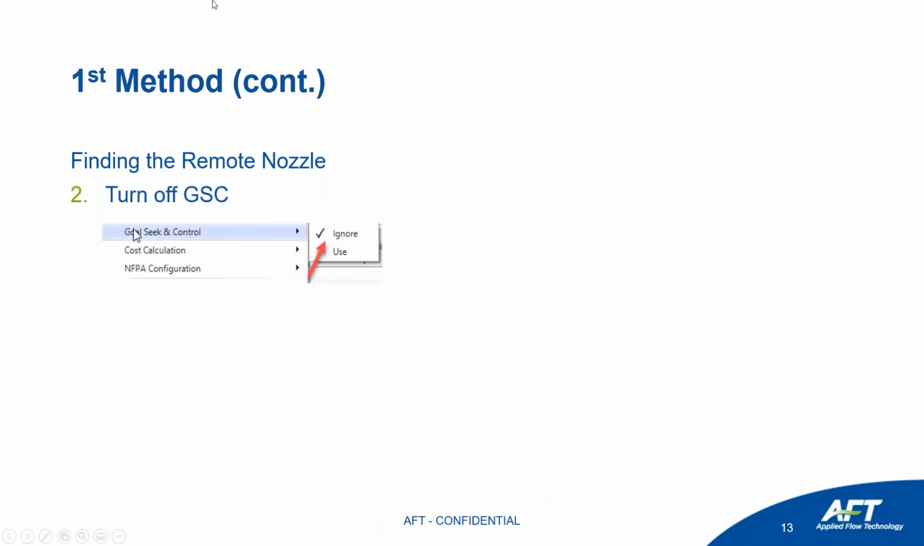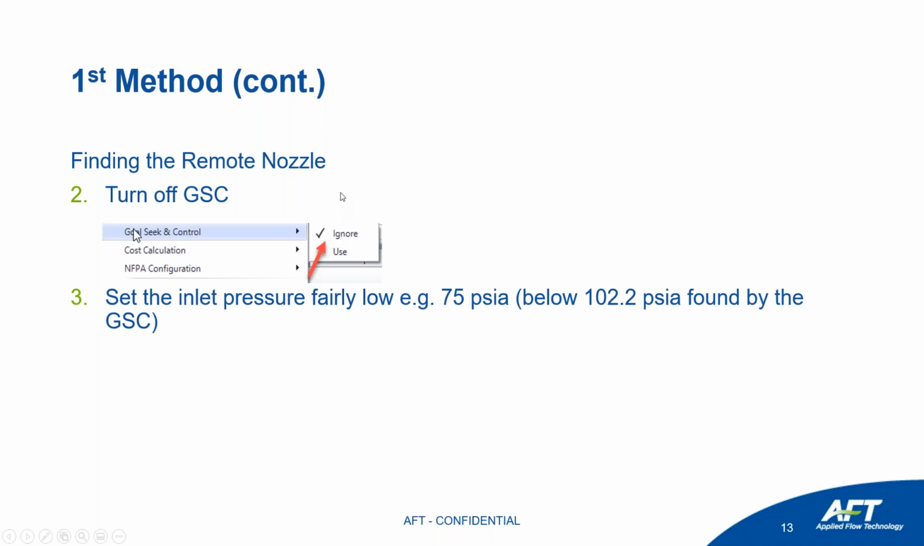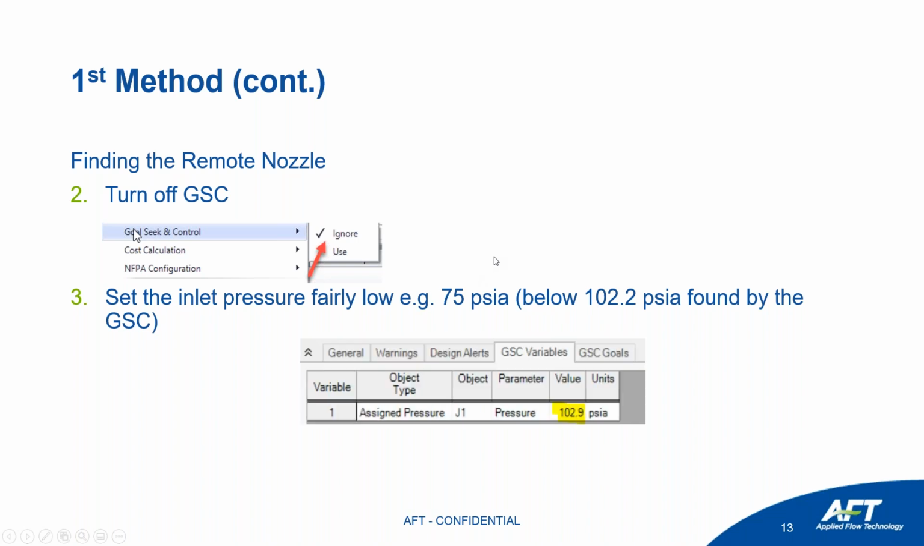Now we turn off GSC, which we do at goal C control. We hit ignore. We set the inlet pressure really fairly low. It's 75 PSIA. GSC in the previous, when we were sizing the pump, found a pump that requires 102. So this will have a deficit on purpose.